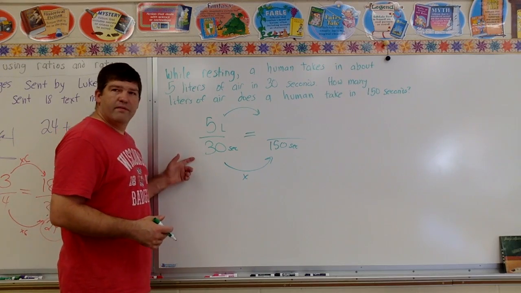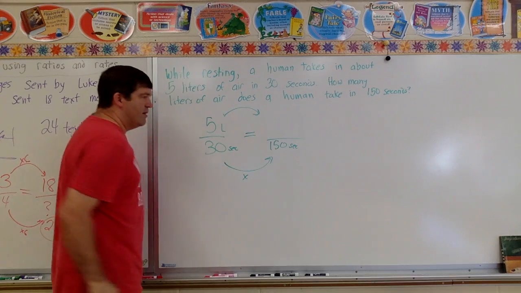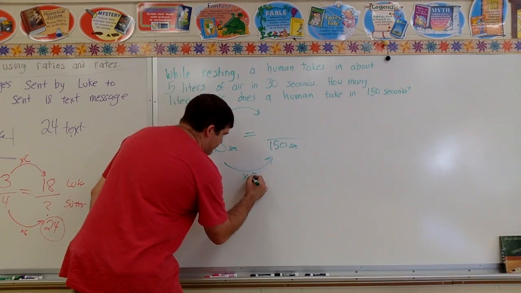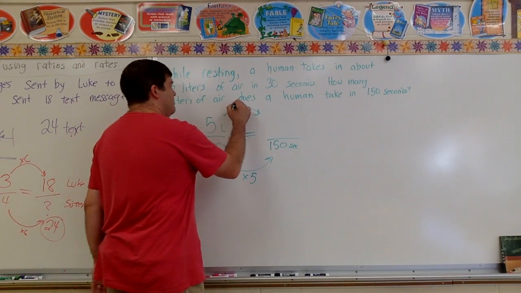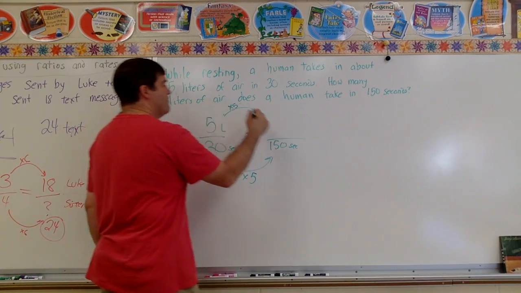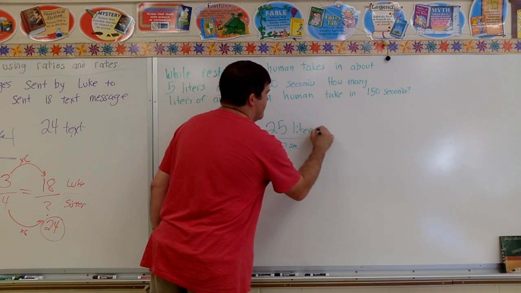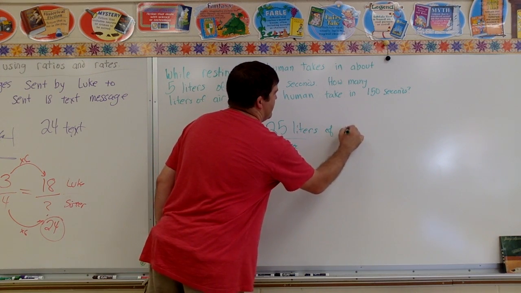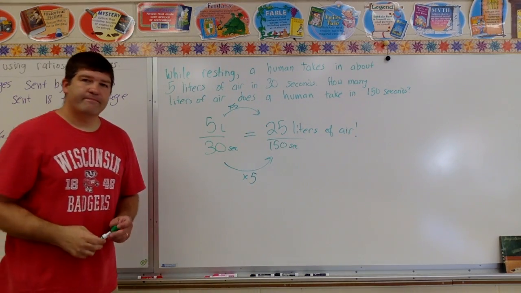It's just a ratio. I want an equivalent ratio. So 30 times what gets me 150? 5. 30 times 5 is 150. So all I do is times 5. 5 times 5 is 25 liters of air. And there's your answer.